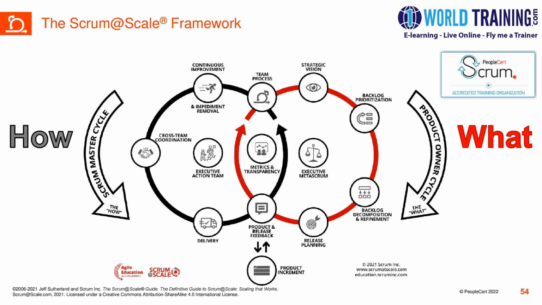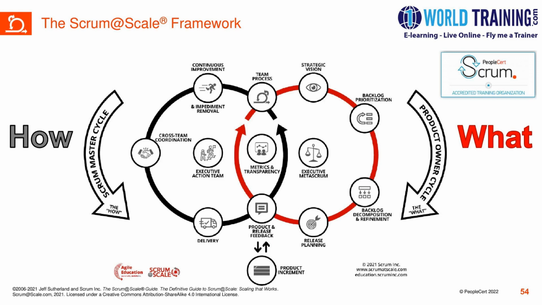Scrum at Scale Framework. Scrum at Scale Framework is another way by which you can think of scaling Scrum at organization level. Scrum at Scale basically has two cycles. The first cycle is called the Scrum Master cycle, which focuses on how you can think of scaling the Scrum at organization level. So the Scrum Master cycle focuses on the how part of scaling.